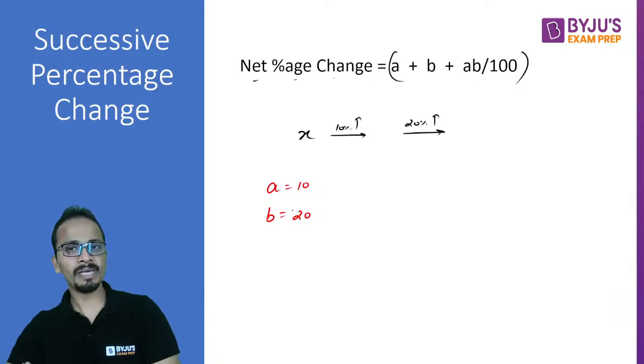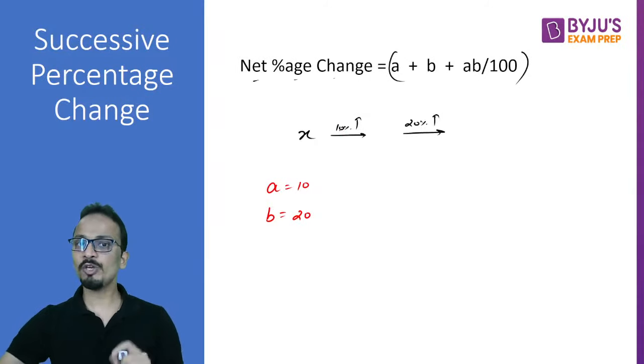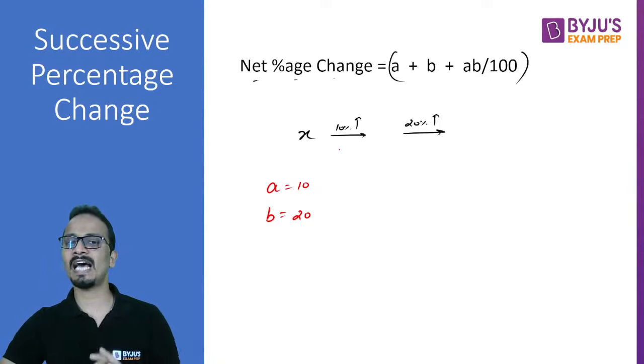So the formula will remain the same, a plus b plus ab upon 100, but if you have an increase, it will have a positive sign. If you have a decrease, it will have a negative sign. Okay, I'll give you one more example for decrease as well.